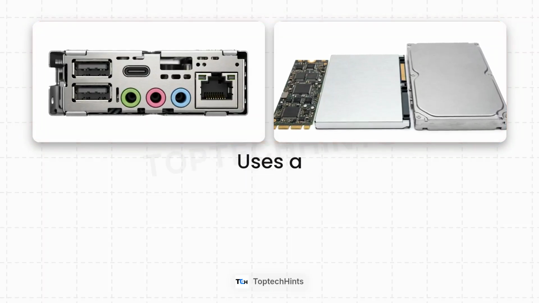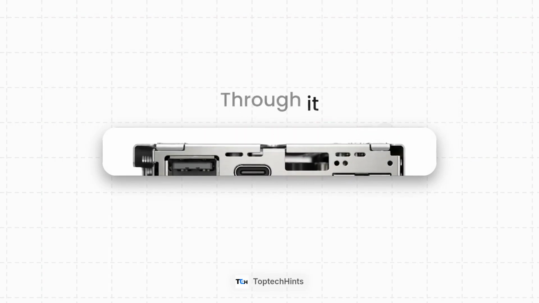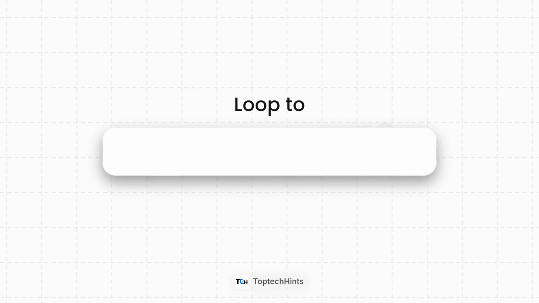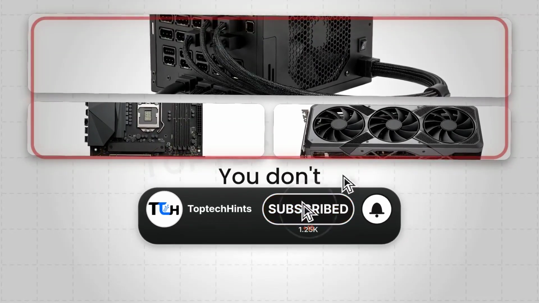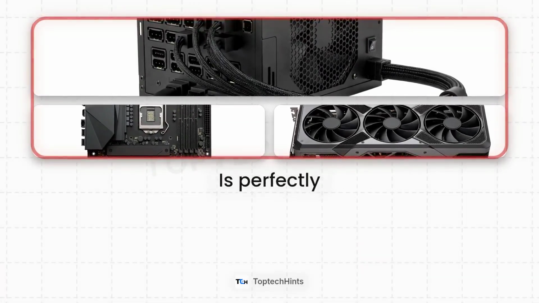A basic air cooler uses a heat sink to absorb heat from the processor while fans move air through it. Liquid cooling uses a liquid-filled loop to transfer heat away from the CPU. You don't always need expensive liquid cooling. For many PCs, a good air cooler is perfectly capable.